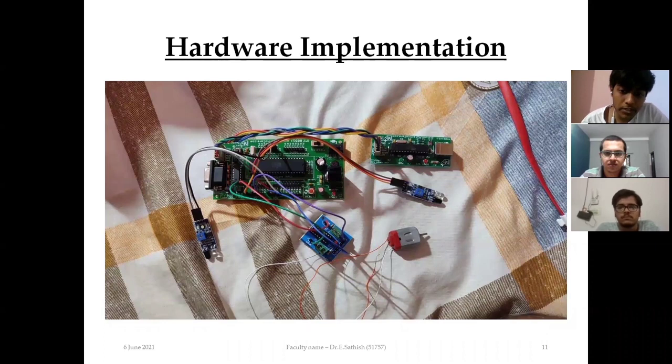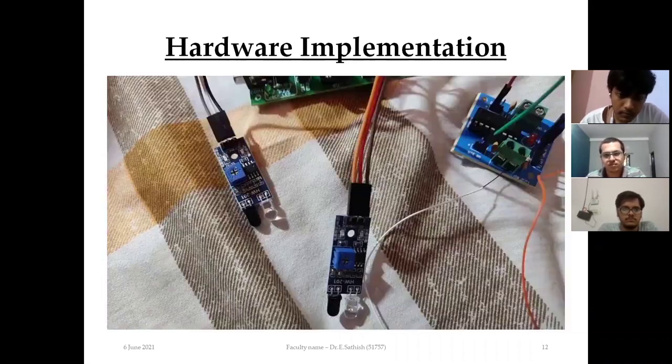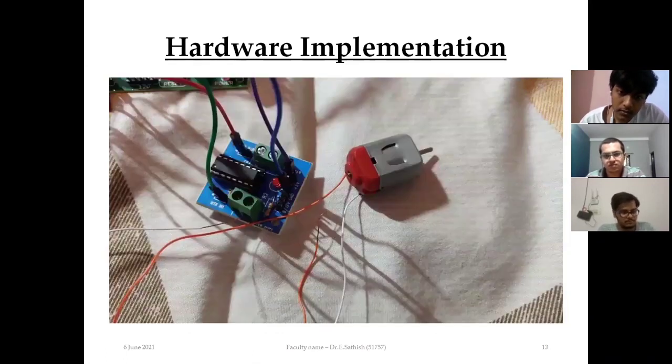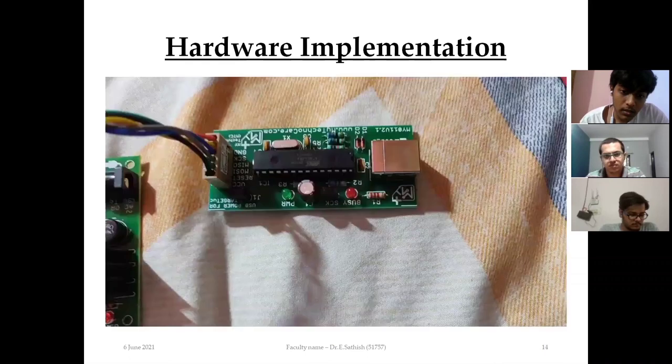This is the hardware implementation. Here you can see the two IR sensors and the L293D motor driver. It's connected exactly how it's shown in the circuit diagram in the previous slide. These are the IR sensors. This is the motor driver IC connected with the motor.